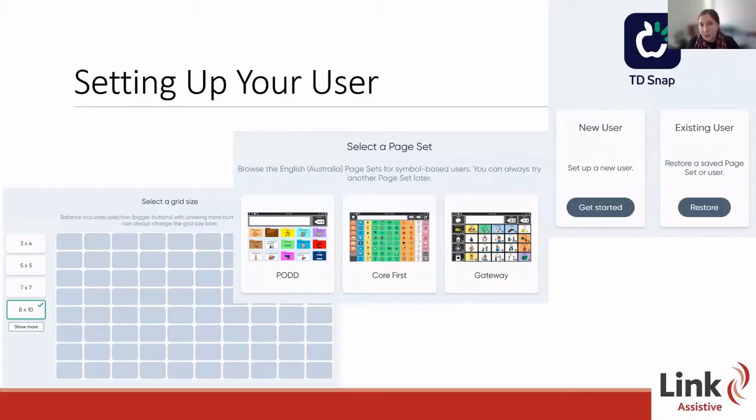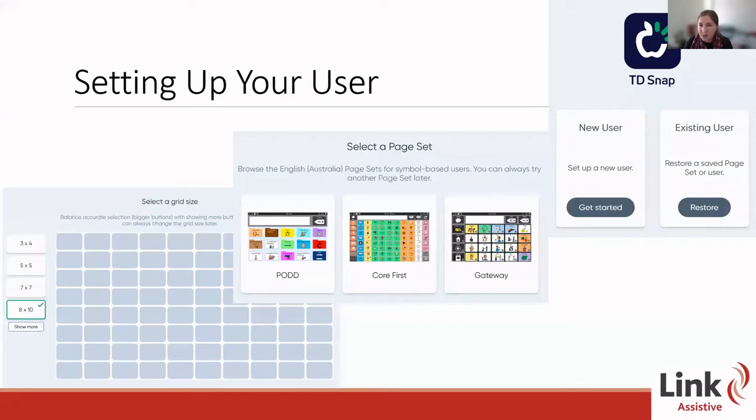Okay, so I'll get into talking about some settings, starting off with how to set up a user. It's pretty simple. You just choose if you want to set up a brand new user, or if you want to restore a saved page set or user that has already been created. So you might have already had a user set up on a different device, so you can restore that, or as I said, create your own.